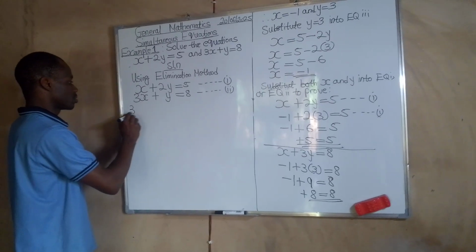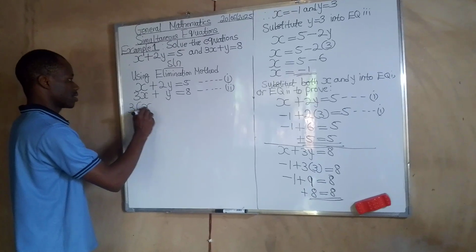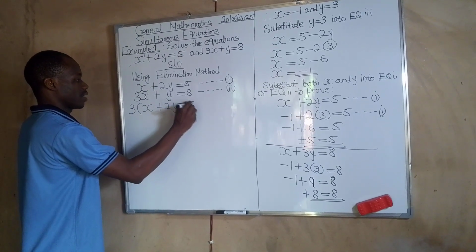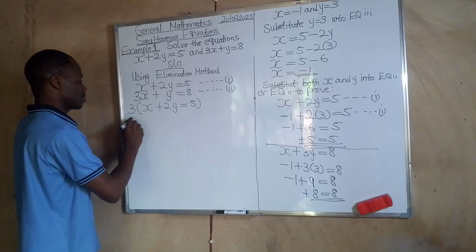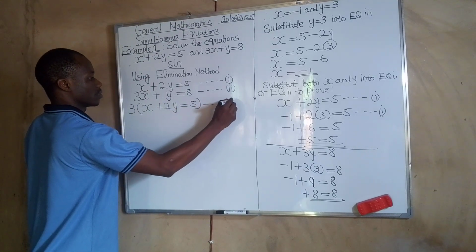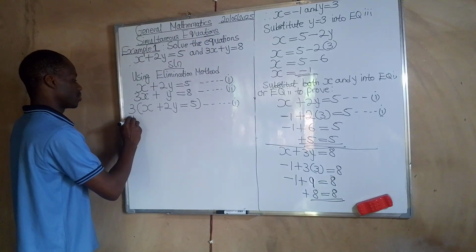So just watch. So 3 open bracket x plus 2y equal to 5 close bracket. Then remember I said the equation 2 all through by 1.